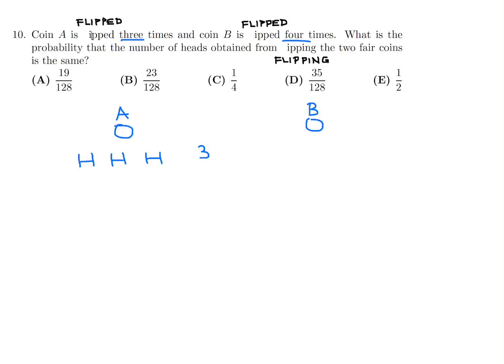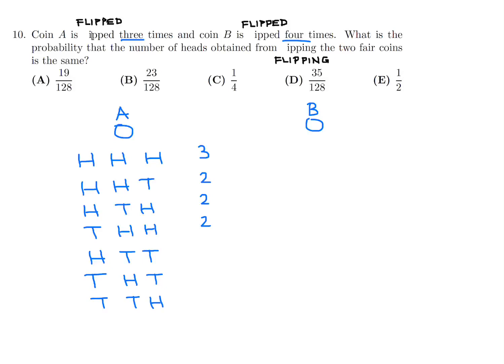You can have 3 heads. You can have head, head, tail. You can have head, tail, head. And you can have tail, head, head. All of these have 2 heads, like that. And then you can have one head basically in the form of HTT, THT, TTH, like that. That'd be one head, one head, one head. And then you can have 0 heads by having all tails. Okay? So this is 8 ways.